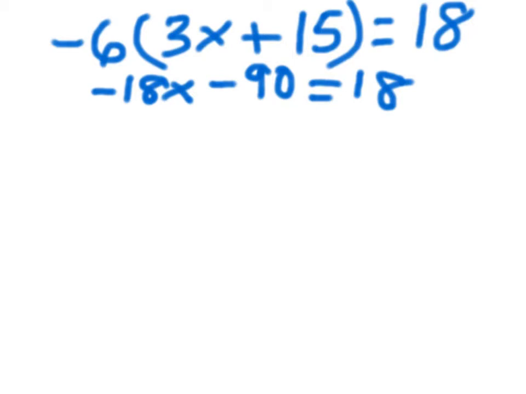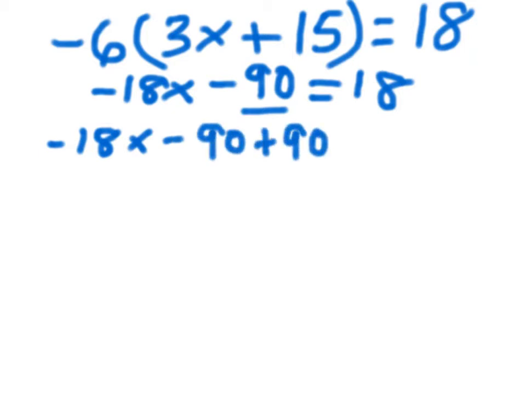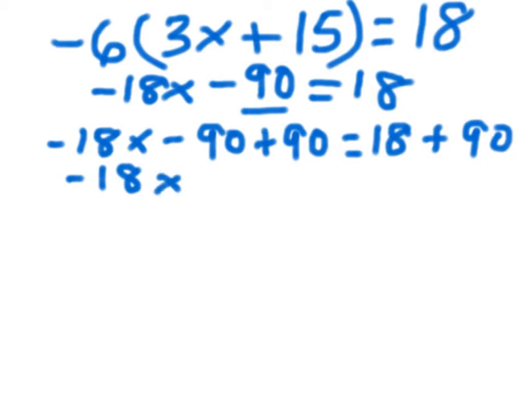Okay, well, I have to isolate that variable x. The easiest way to do that is by starting to get rid of these whole numbers. So we have negative 18x minus 90, and the only way to get rid of that is to go plus 90. So then I have to do the same over here, 18 plus 90. So that leaves me with negative 18x equals, well, I've got 18 plus 90. That gives me 108.